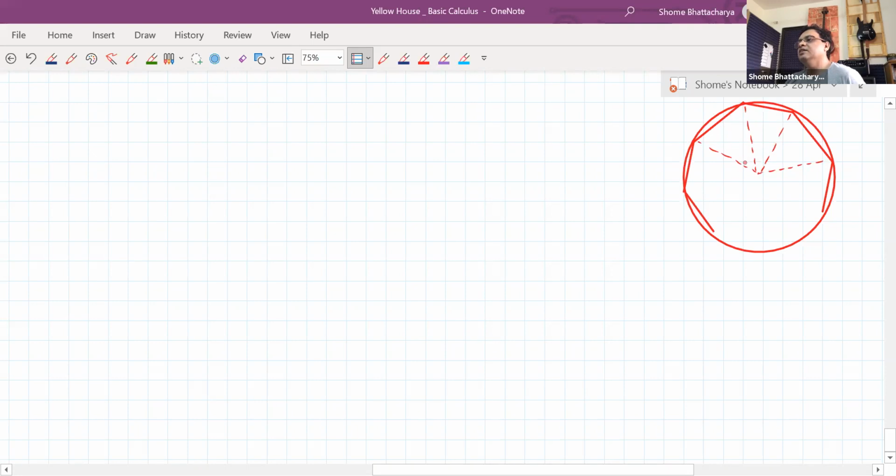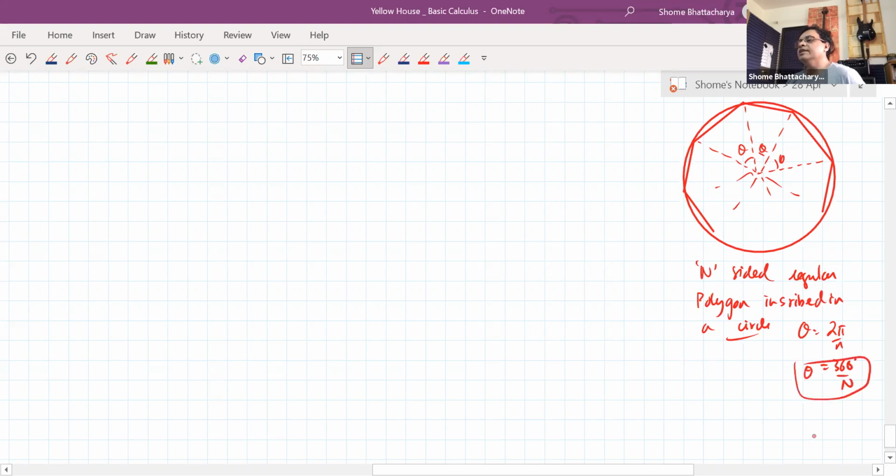If there are n sides, then how much will theta be? For an n-sided regular polygon inscribed in a circle, each of the sides will be subtending the same angle theta, up to n sides. Yes, correct. So theta will be equal to 2 pi by n, or 360 degrees divided by n.